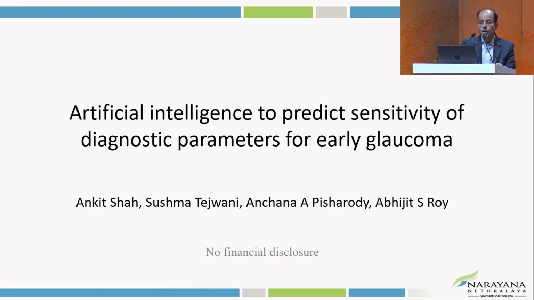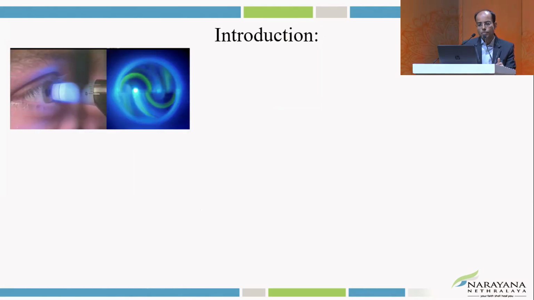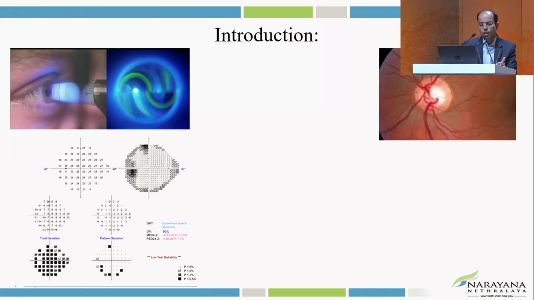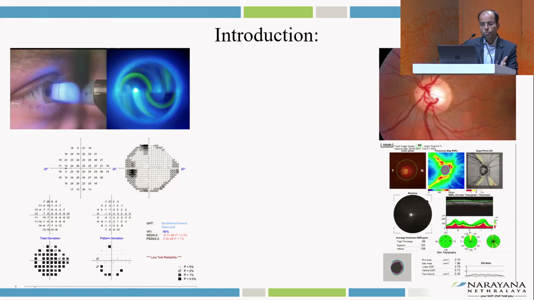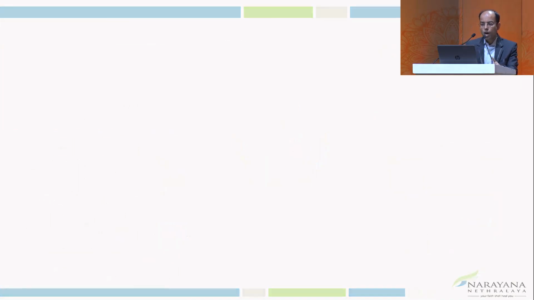So my paper is on artificial intelligence to predict the sensitivity of the diagnostic parameters for early glaucoma. Many times early glaucoma poses a unique set of challenges. Many times the IOP is borderline, and disc changes are not clear cut. Even the patient is not able to do the perimetry properly, or the OCT is showing some equivocal changes. So many times the dilemma comes of how we go ahead.